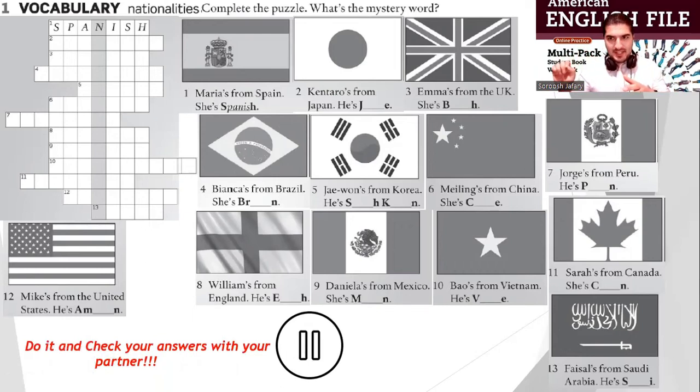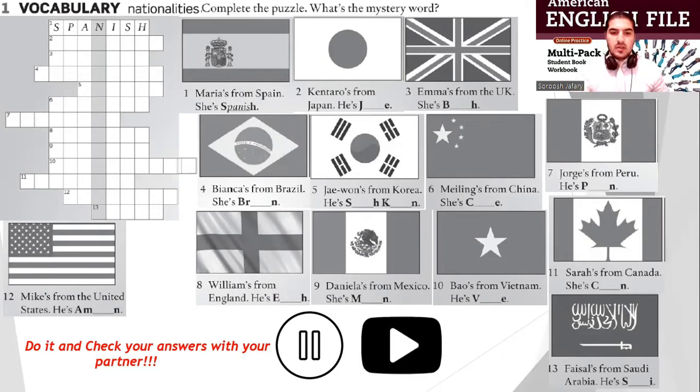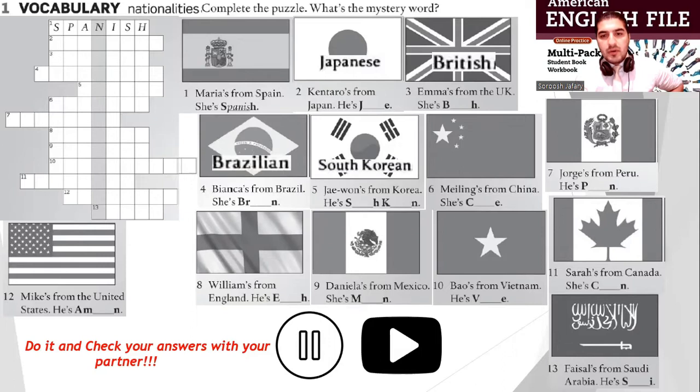Write nationalities, right? Nationalities, for example. She's from Spain, so she's Spanish. Great. Okay, let's do it together. So number two, Kentaro's from Japan, so he's Japanese. Emma's from the UK, so she's British. All right. Number four, Bianca's from Brazil, so she's Brazilian. Kawon's from Korea, so he's South Korean.